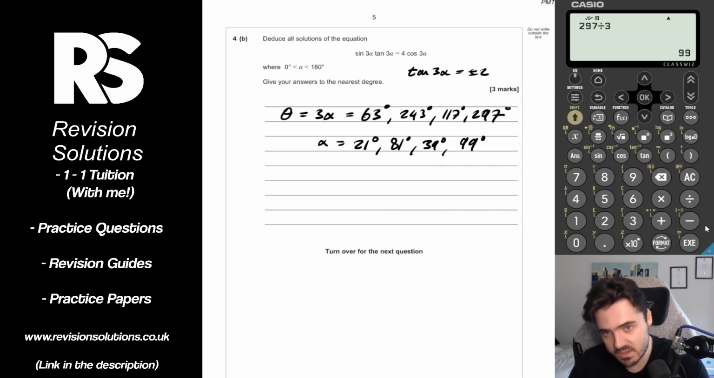So 81 plus 60, that's 141 degrees. And we can't add 60 anymore because we go past 180, but we can add it to 99. So 99 plus 60, that's 159 degrees. And that would be all the solutions we can fit in that interval.